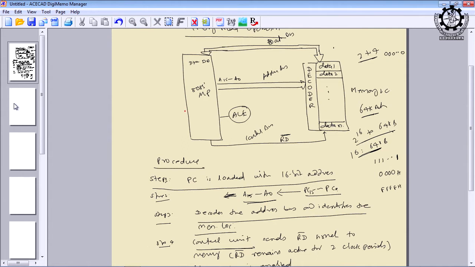So, now if the data is available in the address data bus D0 to D7, this can be transferred to the microprocessor, and we know that there are a number of registers available inside the microprocessor. So, in one of the registers we can store it, and once the data is stored, then this data will be useful for processing. Is it okay?